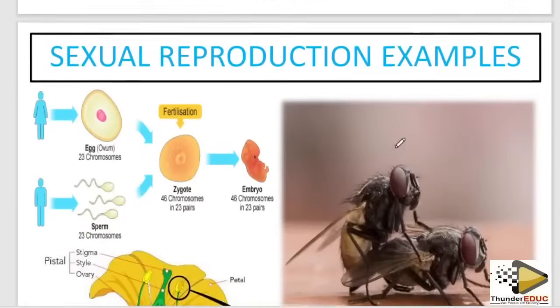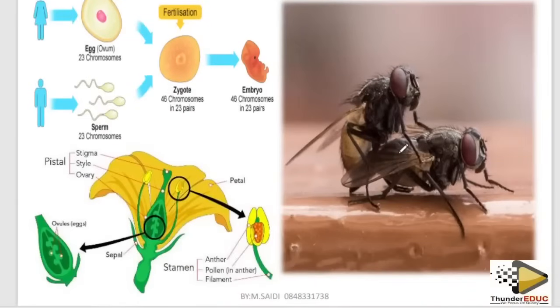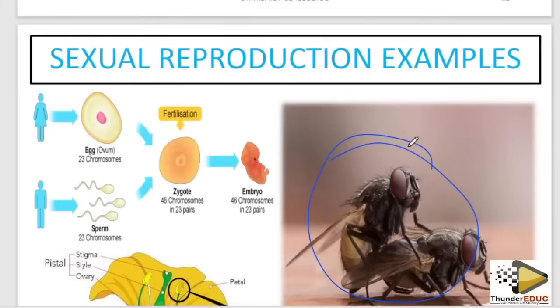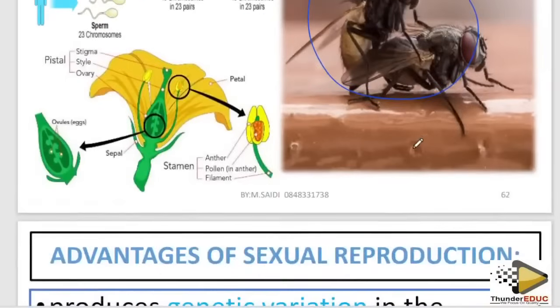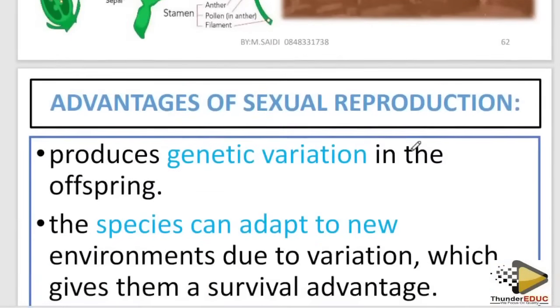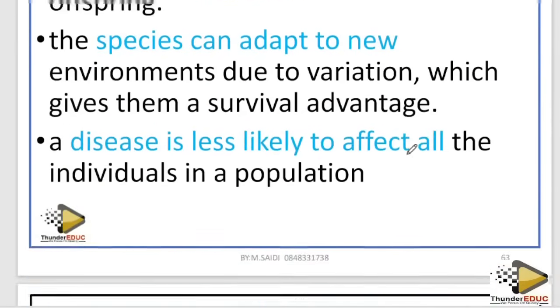Yes. Check. This is sexual reproduction. Do you know how much energy this fly, Musca domestica, the house fly, is using? It requires too much energy. Sexual reproduction. Okay, I'm not teaching, I'm just talking about differences between sexual reproduction and asexual reproduction.